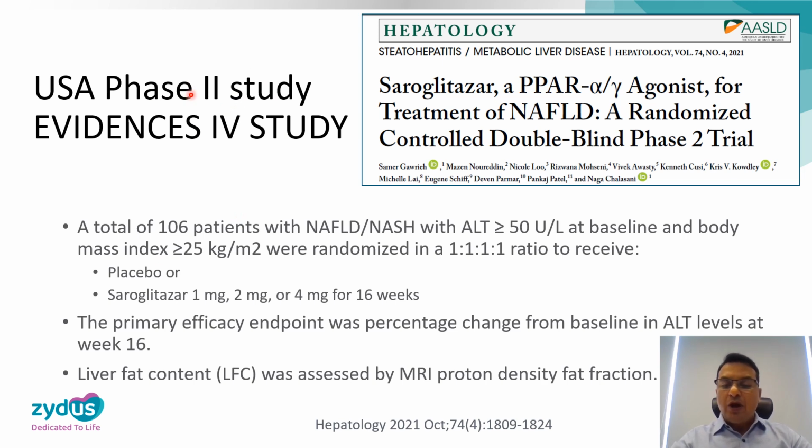This is a phase 2A clinical trial conducted in USA and the results are published in Hepatology 2021. Total 106 NAFLD patients with baseline ALT more than 50 units per liter were enrolled and randomized to either Saroglitazar 1 milligram, 2 milligram, 4 milligram, or placebo for 16 weeks. The primary endpoint was percentage change in ALT values from baseline at the end of 16 weeks follow-up. All patients also underwent evaluation of liver fat content measured by MRI-PDFF technology.